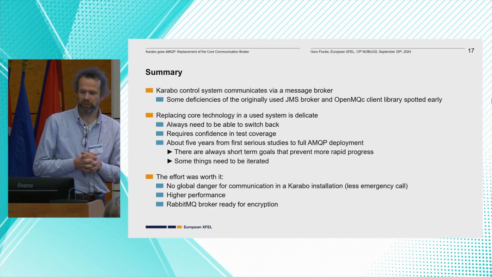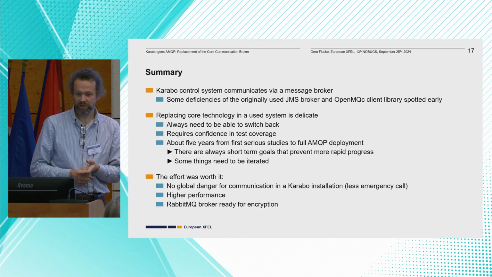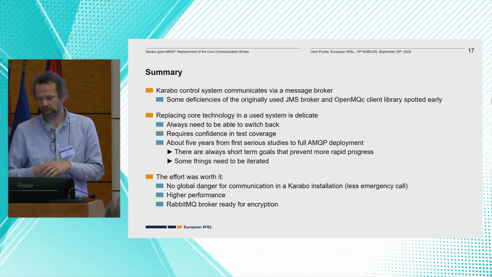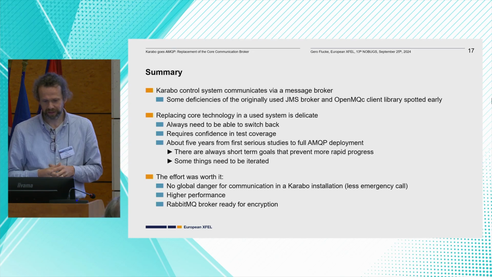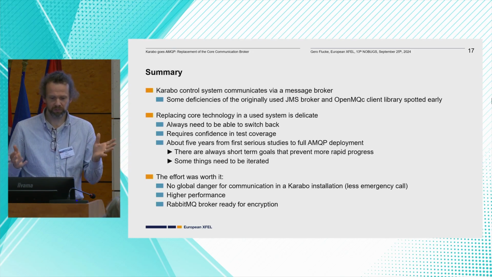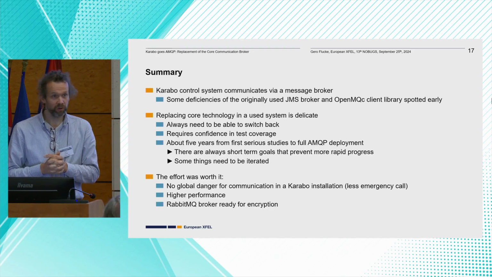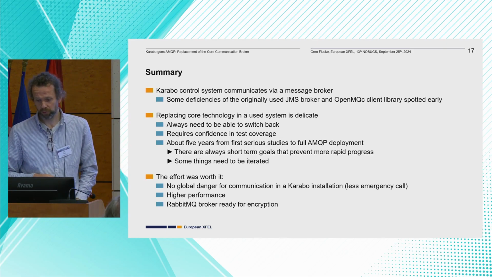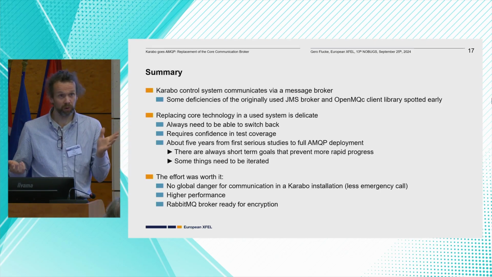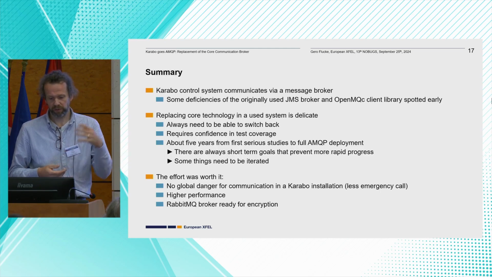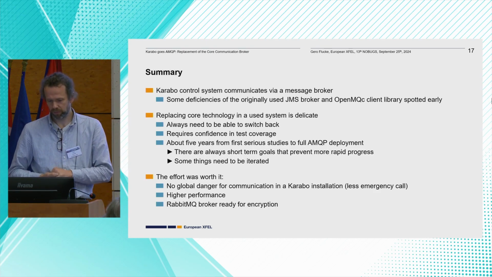So the Carbo control system communicates via message broker, and we spotted some deficiencies of the original JMS broker and client library early. But since replacing the core technology in a used system is delicate, we always need to be able to switch back. We really require confidence in our test coverage. So it took about 5 years from the first series starters to full deployment. But the effort, I would say, was really worth it. We have no global danger for communication in a Carbo installation, fewer emergency calls, higher performance, and even the RabbitMQ broker that we use for the AMQP protocol is in principle ready for encryption, which we haven't tested yet, but there is a promise there. Thank you.